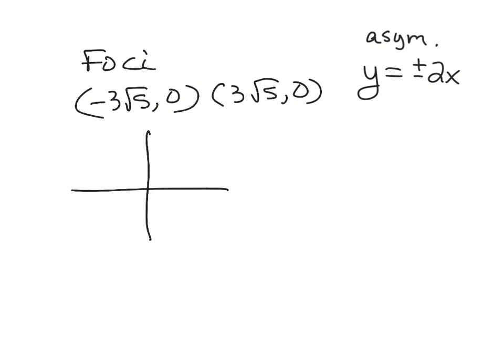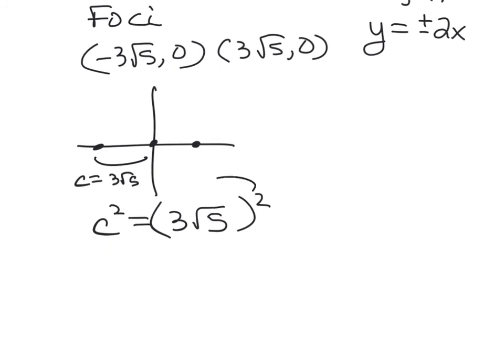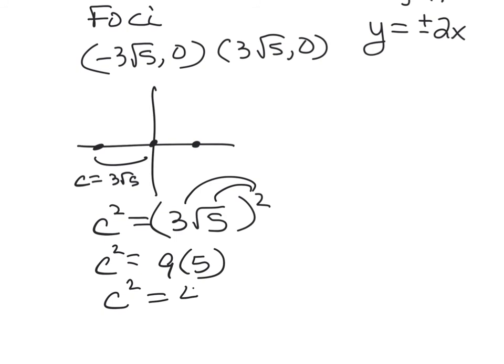So again, if this is your foci, and again, it doesn't really matter. You can just see that it's on the x-axis. So you can see that it's equidistant here. So the c value is going to be 3 radical 5. So let's square it now. So if I take c equals 3 square root 5, square this side, square this side. The square goes to the 3 and to the radical. C squared equals 45.